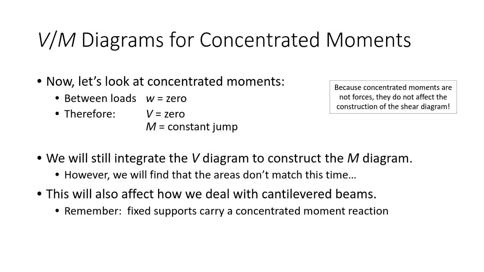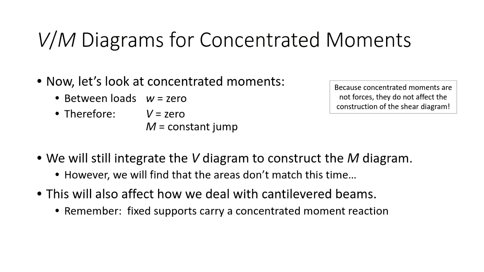So now the process is still going to be the same. We're still going to integrate the shear diagram to construct the moment diagram. That's not going to change. But what we're going to find is that the areas don't match. You remember up until now, if we have a positive area of 450 in our shear diagram, we're going to have a negative area of 450 because the sum of moments has to be equal to 0. Well, that's not going to match this time, and the difference is going to be whatever the concentrated moment is. That's something we need to watch, and it's also going to affect how we deal with cantilevered beams.